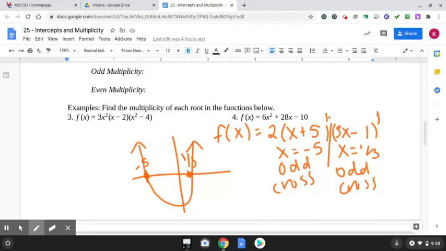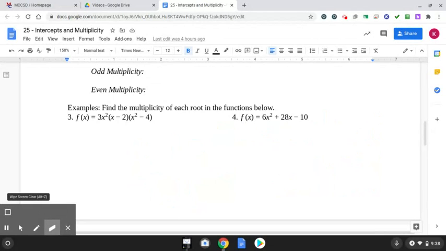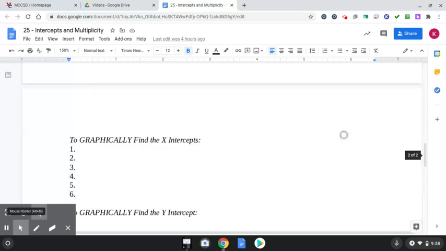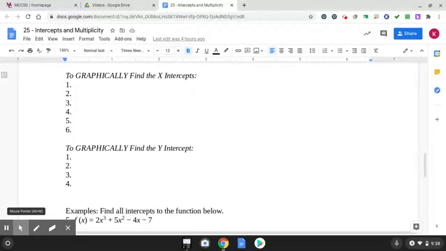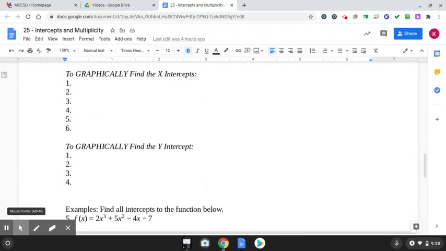All right, and then the last thing we're going to do quickly is when you can't factor something, the way that you're going to find your x-intercepts and y-intercepts is using the calculator. So take out your calculators. And these are your steps. To graphically find the x-intercepts, you are going to plug the equation into y equals.